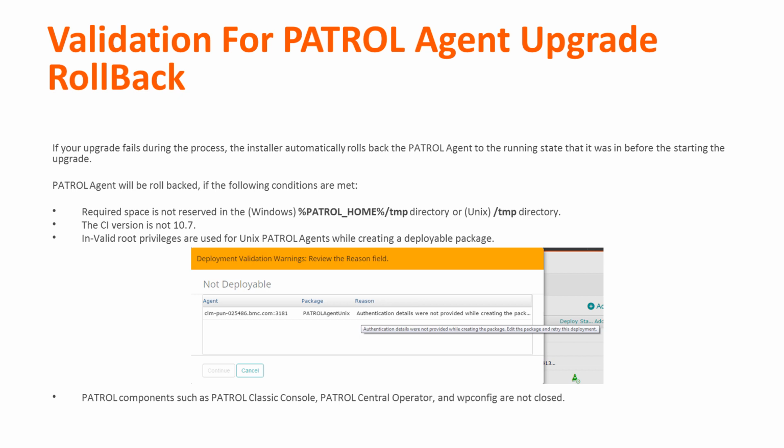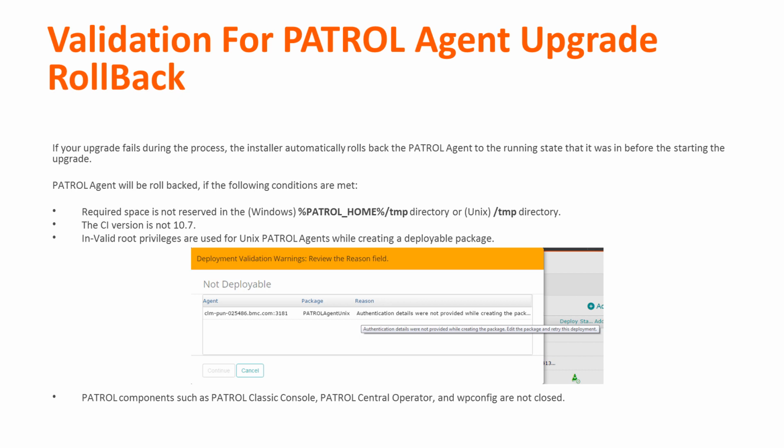While creating deployable packages for Unix, root credentials are not mandatory, so there is a chance we miss the root password field. In this scenario, we will block while deploy and install, saying authentication details were not provided while creating the package; edit the package and retry the deployment. The final point is if Patrol components such as Patrol Classic Console, Patrol Central Operator and wpconfig are not closed. In these scenarios, the Patrol agent will be rolled back to the current successful version.